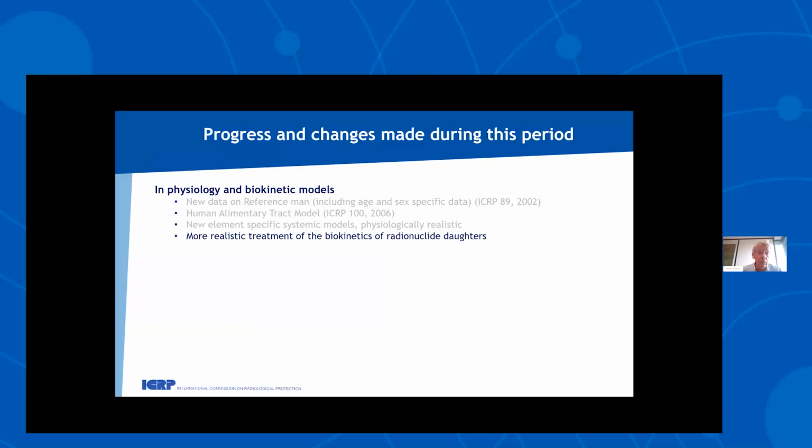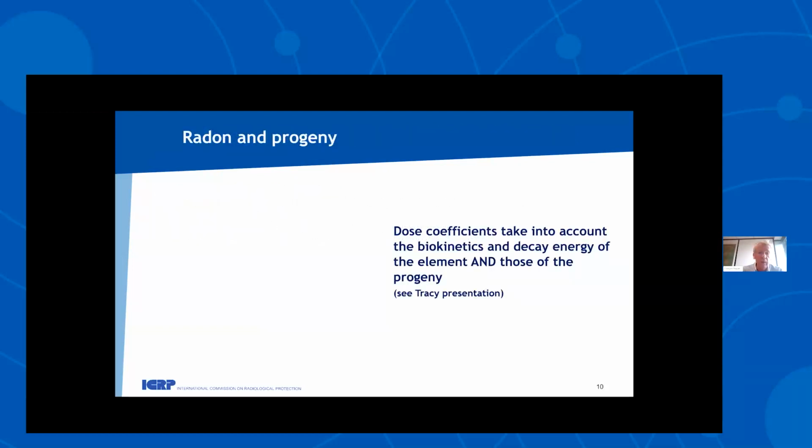We also have a more realistic treatment of the biokinetics of radionuclide daughters. Again, Derek has explained the main characteristics of this. We would just like to remind you that when we provide these coefficients for one element, we take into account the biokinetics of the element, the energy of decay of the element, but we also take into account the biokinetics and the energy of the progeny. And so this is a major improvement that needed to be taken into account.